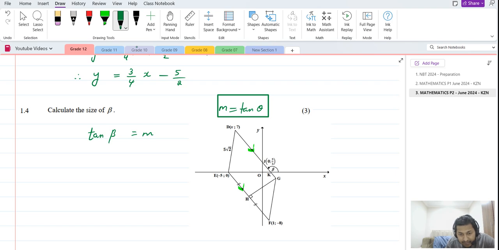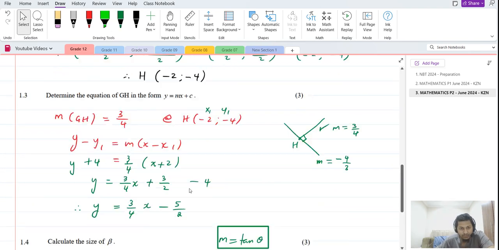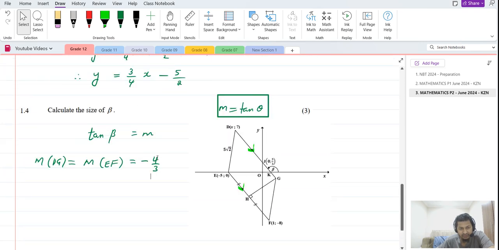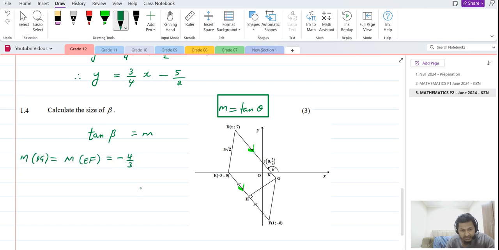So we're going to say the gradient of DG is equal to the gradient of EF. And what's the reason? And that will give you -4/3. I think it was -4/3. Was it -4/3? Yes, it's -4/3. Right, so now we have a gradient and then we can get the inclination angle. Now why is the gradient like this? The reason why the gradient is like this is because the lines are parallel. So you can write the reason: DG is parallel to EF.